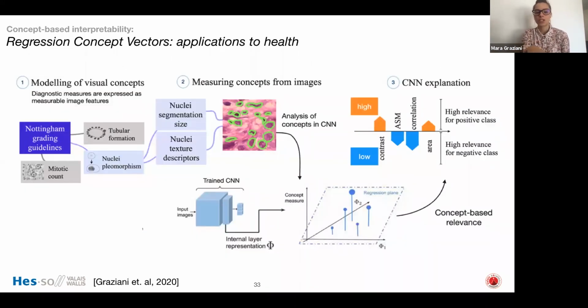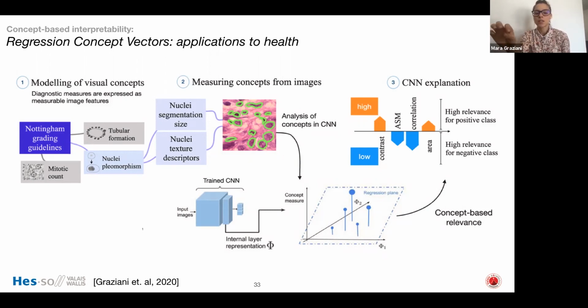So going back to pathology, we took the grading system used to assess breast cancer tumor severity that I presented at the beginning of this talk. And we modeled one of the decision factors, namely the nuclei appearance, in terms of the nuclei texture and size that we computed directly on the images. So we checked this nuclei pleomorphism that is within the grading guidelines, and we modeled it mathematically by evaluating the segmentation size of the nuclei and texture by computing texture descriptors that would tell us how the nuclei appear within the image, if it has a coarse texture or if it has a smooth texture, for example.